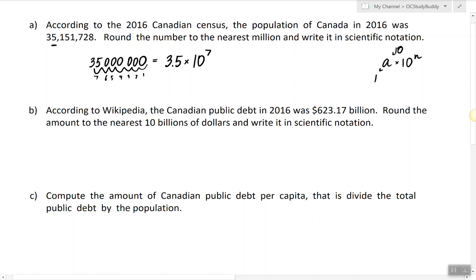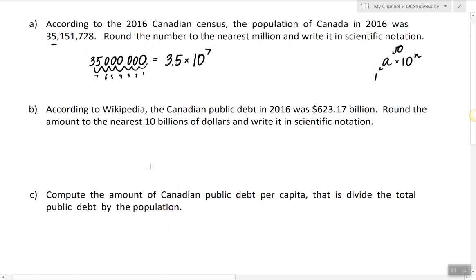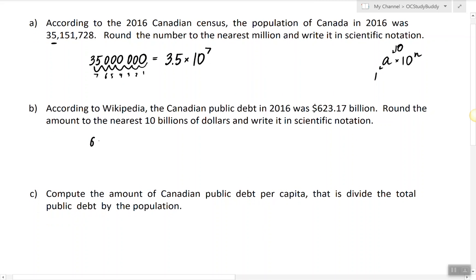So this time we have 623.17 billion. To write that number, what does it mean, billion? Billion is 10 to the power 9. So 10 to the power 3 is 1,000, 10 to the power 6 is a million, 10 to the power 9 is a billion. So 623.17 billion is this number.